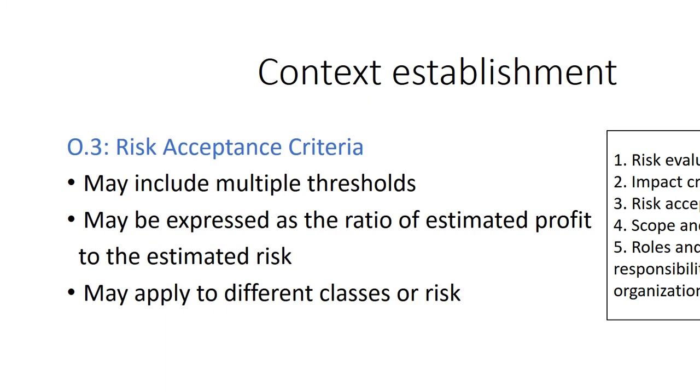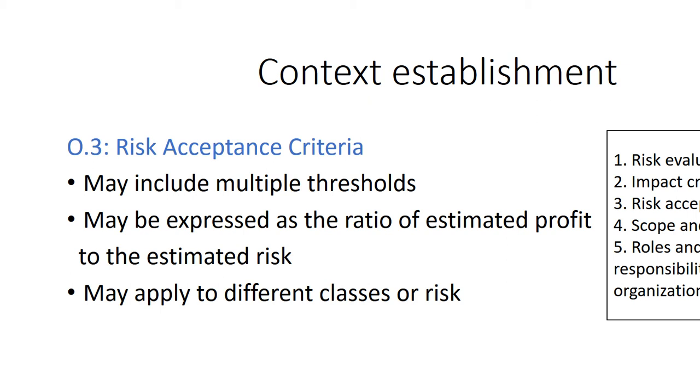The third one is the risk acceptance criteria. The organization should define its own scales for levels of risk acceptance: business criteria, legal and regulatory aspects, operations, technology, finance, social and humanitarian factors. Everything should be considered while defining the risk acceptance criteria, and it may include multiple thresholds.